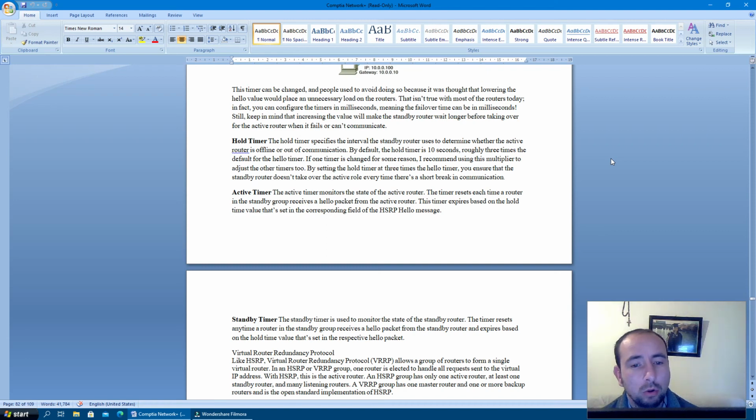Hold timer. The hold timer specifies the interval the standby router uses to determine whether the active router is offline or out of communication. By default, the hold timer is 10 seconds, roughly 3 times the default for the hello timer. If one timer is changed for some reason, I recommend using this multiplier to adjust the other timers too. By setting the hold timer at 3 times the hello timer, you can ensure that the standby router doesn't take over the active role every time there's a short break in communication.